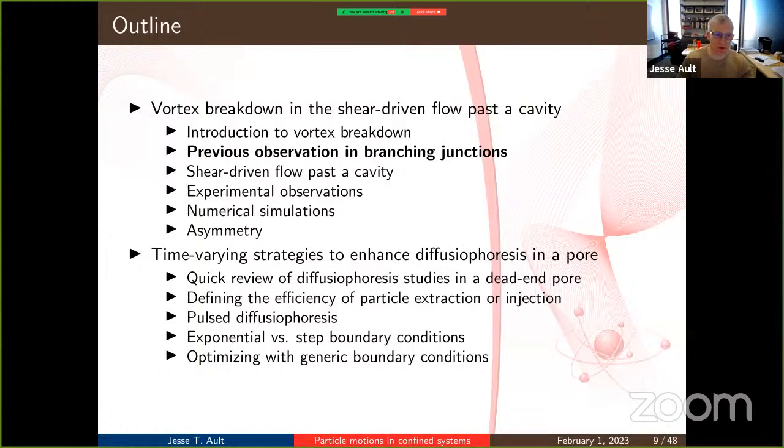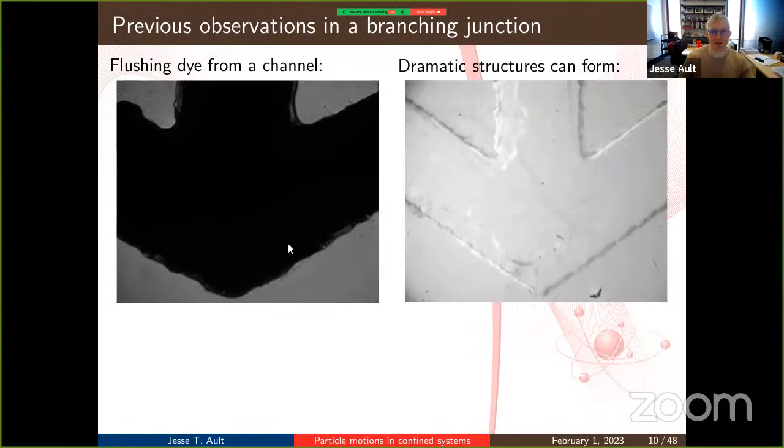So again, the motivation for the problem that I'm going to show comes from back in my graduate student days, where we were looking at the flow in branching junctions. And what we saw then was, for example, here we have flow entering through the top, splitting. It should be symmetric, except that the experimental quality is a little bad. As you can see, the channel is kind of rough.